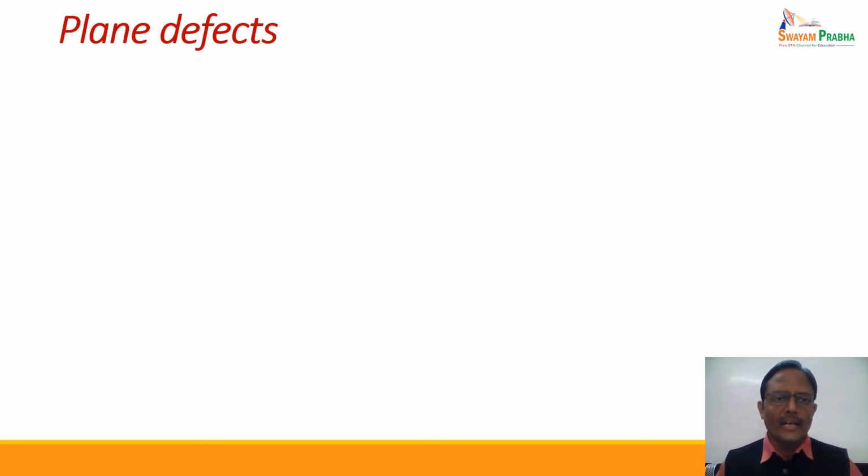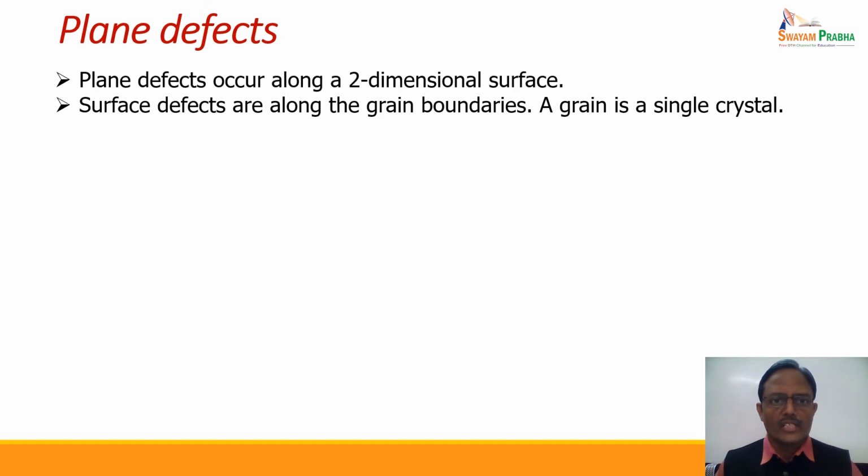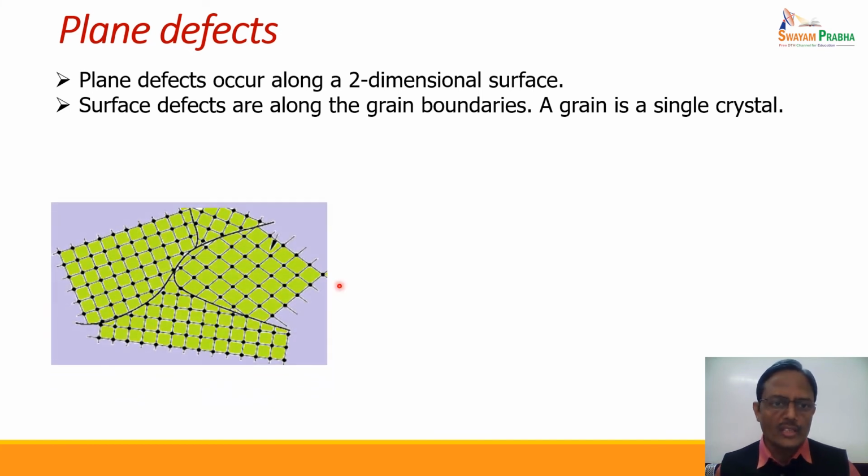Next is a plane defect, or what we call a surface defect. It is a two-dimensional surface defect. The surface defects are along the grain boundaries, and a grain is a single crystal. If we see this, there are a large number of grains along the surface. So there are grain boundaries where the defects are observed. This is called a plane defect.